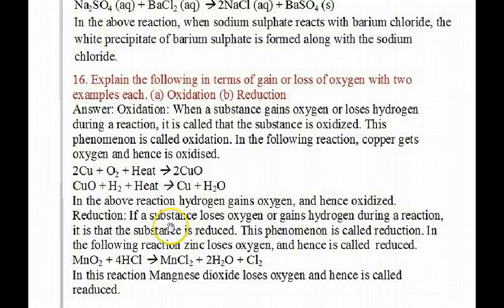Now reduction. If a substance loses oxygen or gains hydrogen during a reaction, that substance is reduced. For example, in this case we find manganese dioxide plus hydrochloric acid. They combine to form manganese chloride, water and chlorine. So in this reaction, this manganese dioxide loses oxygen and hence is called reduced.